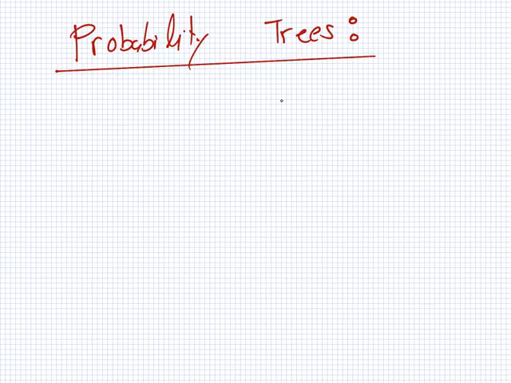Are we looking? Yeah. So, for these problems, we're looking at events where it's good to think about one event happening after another event. So, let's take an example here to explain what a probability tree is.